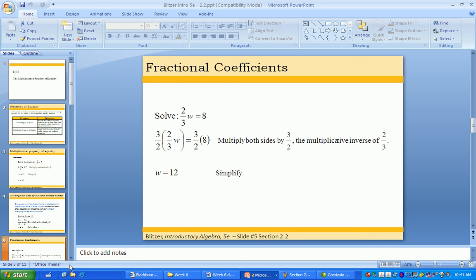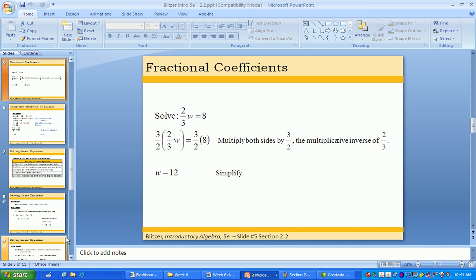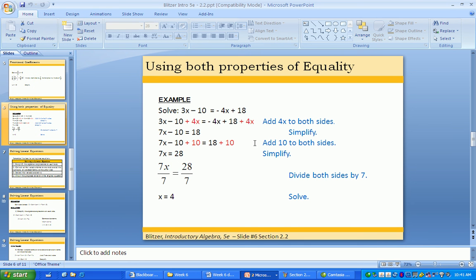So here's an example using both properties of equality, the addition and the multiplication. And this leads into a little bit of what we're going to be doing in the next section. We have the problem 3x minus 10 is equal to negative 4x plus 18. Just like we learned last time, we like to get all the variables on one side and all the constant terms on the other side. So here what we went ahead and did is get all the x terms on the left and all the constant terms on the right.